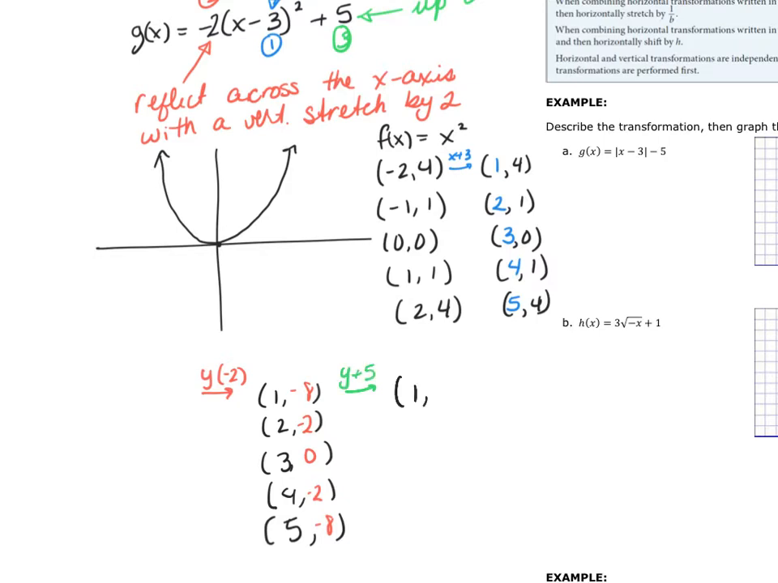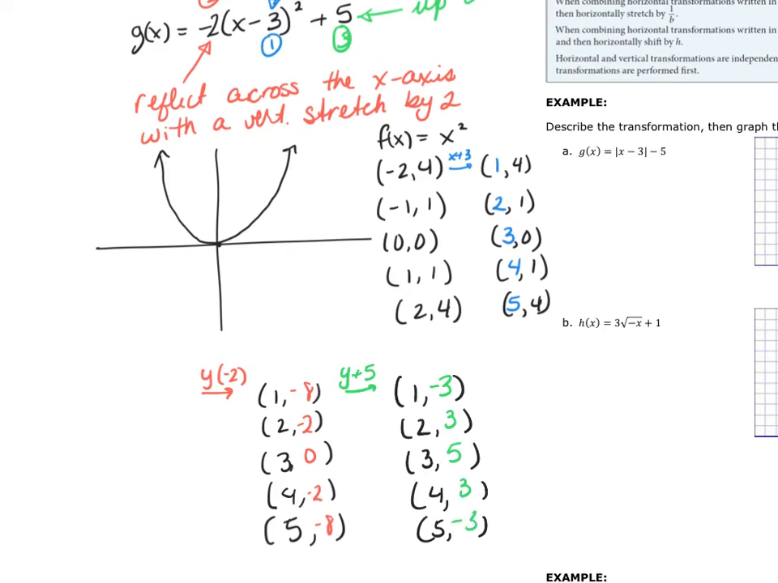So the 1 doesn't change, the 2 doesn't change, the 3, the 4, and the 5. None of those change. So I'm going to add 5 to all of my y's. So that goes to negative 3. That one goes to positive 3. That one goes to 5. That one goes to 3. And that one goes to negative 3.